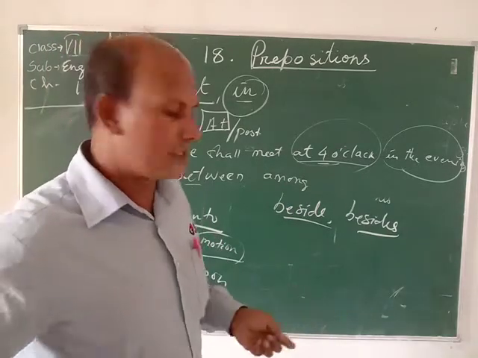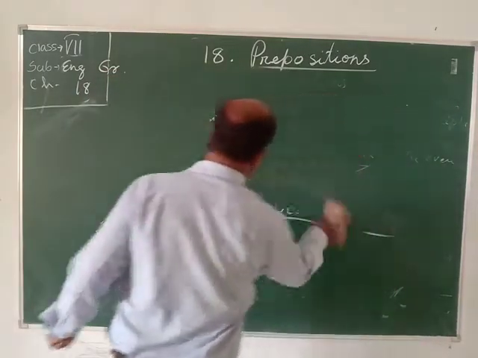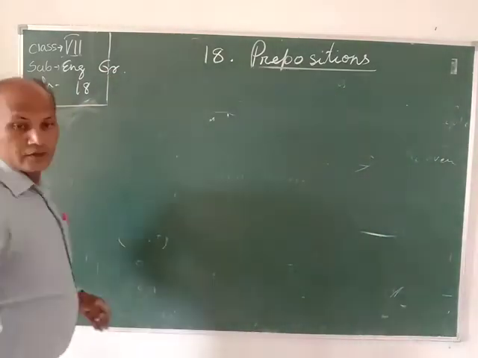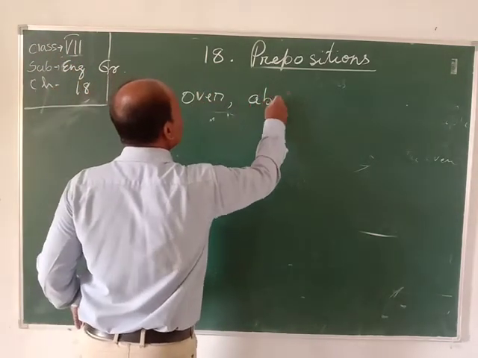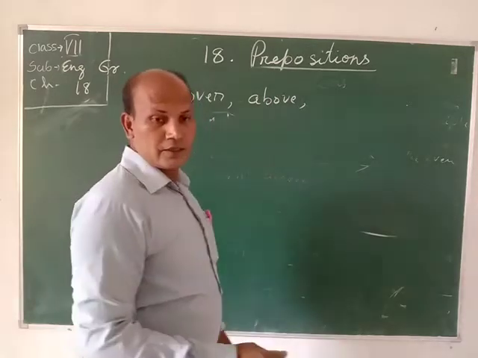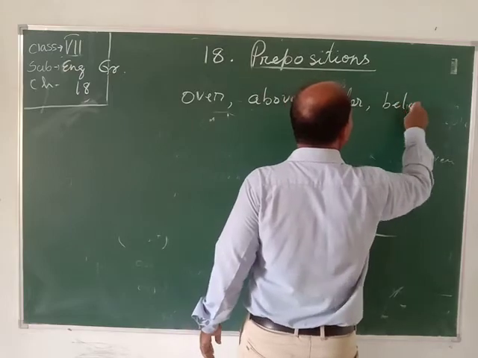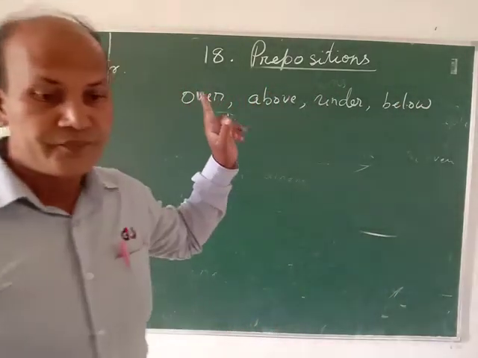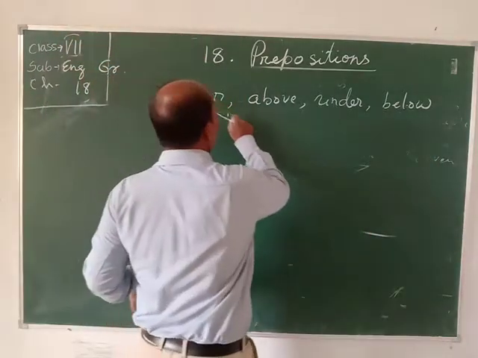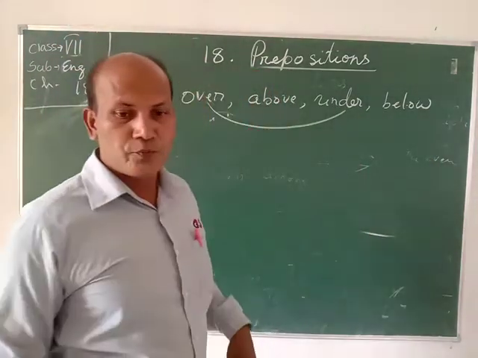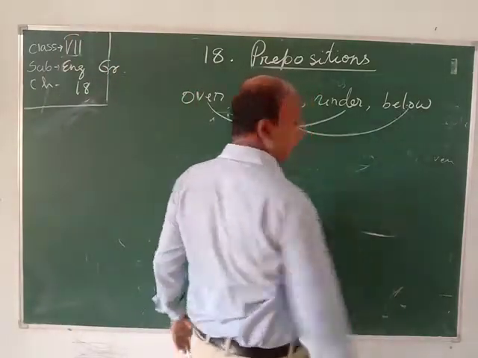Now the last point we are going to discuss is about over, above, under, below. This is the last point. See this point: over is opposite of under, and opposite of below is above. Let's see.